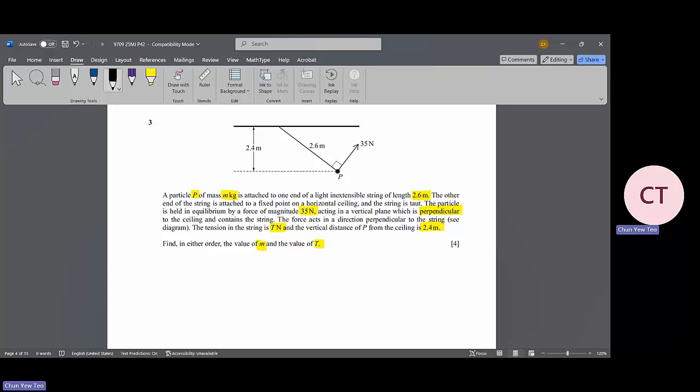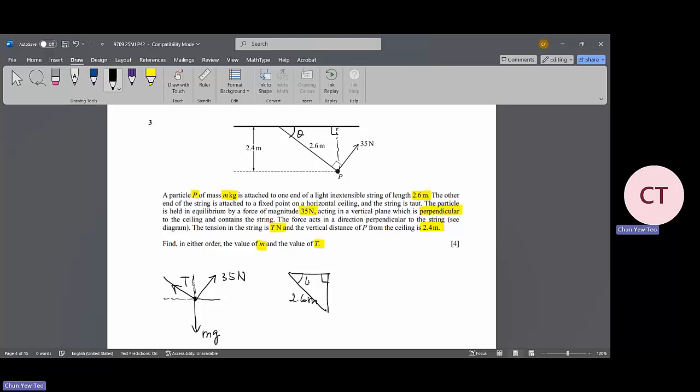Okay, so for this question we actually need to reconstruct the diagram. This is the tension. This is the 35 Newton. This is the weight, the weight is mg. So over here, we need an angle. Maybe we will choose this as the angle theta. If we choose this as angle theta, then we can draw a vertical line over here to form a right angle triangle so that we can find theta. So at first, we have this as 2.6.